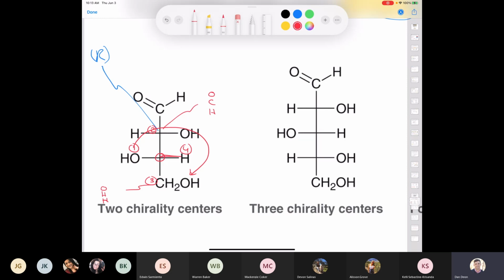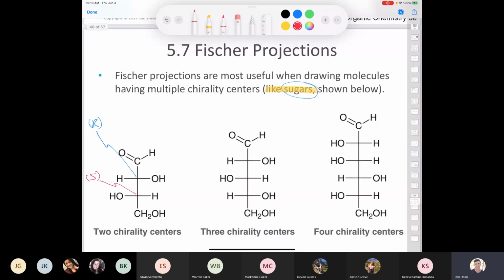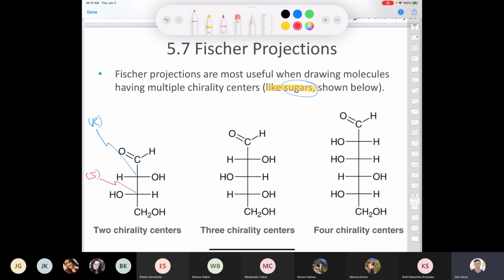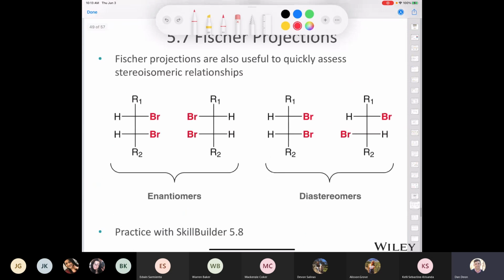But remember, the hydrogen is coming out, and so we reverse it. So this chiral center would be S. So we have R for the top one, and then we have S for the bottom one. So R and S, like that. And that's how we determine the stereochemical configuration at a chiral center. You can try it with these ones if you want. I don't have the solutions, but there are some good practice problems in our textbook.